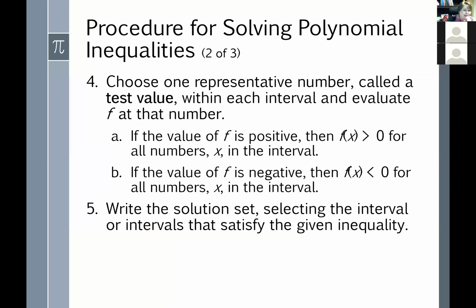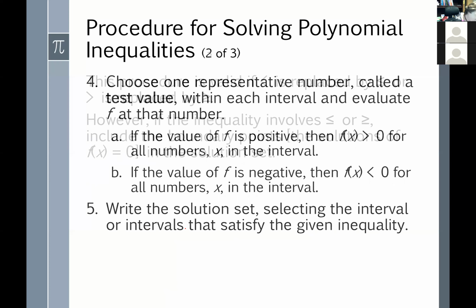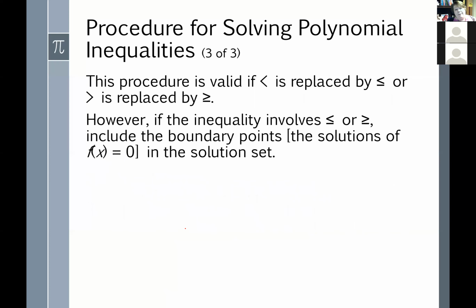So pick a number that's in that interval and evaluate the function. If the function's positive, then it satisfies greater than 0. If it's negative, then it satisfies less than 0. And then you write your solution. All right, let's do an example. Oh, by the way, if it's greater than or equal to or less than or equal to, the endpoints are included in the solution. So you use brackets on anything that makes the function equal to 0.